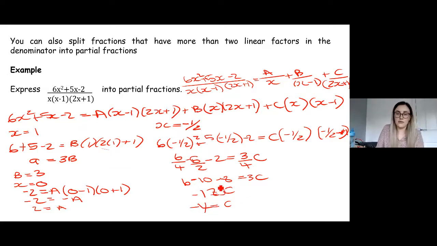Now that's me sorted for this one. So all I do is put my A now. So A is going to equal 2, B is going to equal 3, and then C is going to equal minus 4, and I would just write that out underneath them.